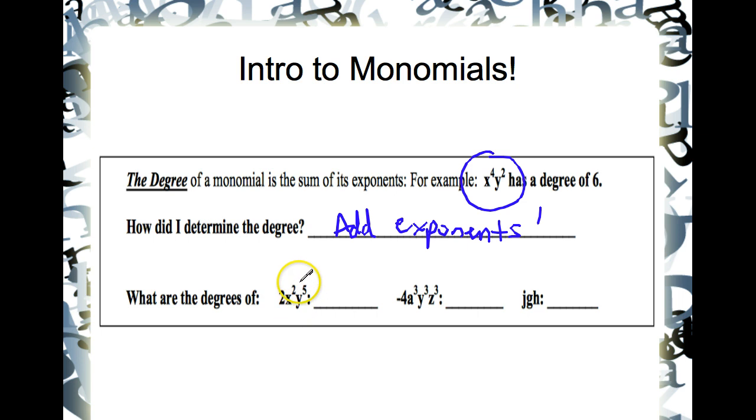2x squared y to the 5th, if you add the 2 and the 5, this has a degree of 7. Here we have an a, y, and a z all raised to the 3rd power. 3, 6, 9, that's a degree of 9. And jgh, you might be misled on this. Keep in mind that the variables, if you do not see an exponent, that's being raised to the power of 1. So g to the 1st, j to the 1st, h to the 1st, that's a total of 3.